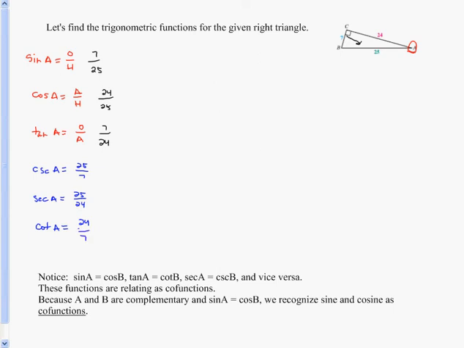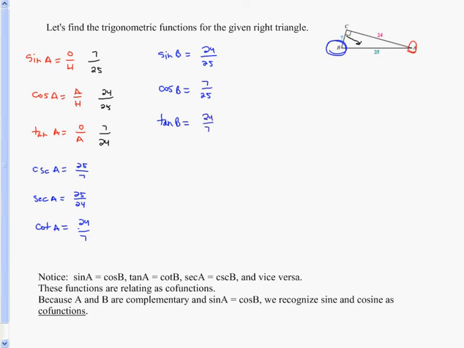Now for comparison purposes, I want to go ahead and do the ones with angle B also. So now we're going to think about angle B rather than angle A. Sine of angle B is the opposite of B, which is 24, over the hypotenuse. Cosine of angle B is the adjacent to angle B, 7, over the hypotenuse. Tangent of angle B is the opposite of B, which is 24, over the adjacent, which is 7.